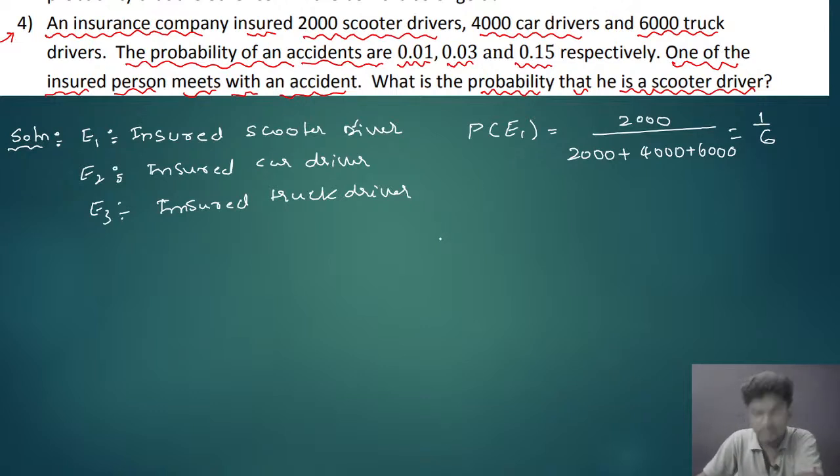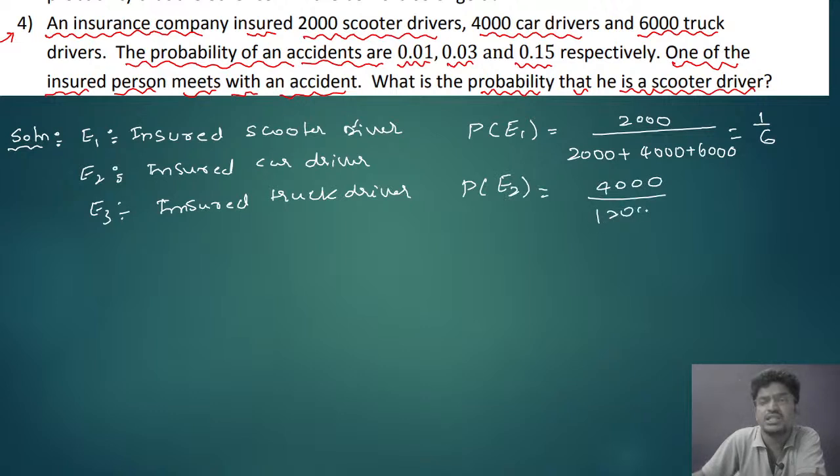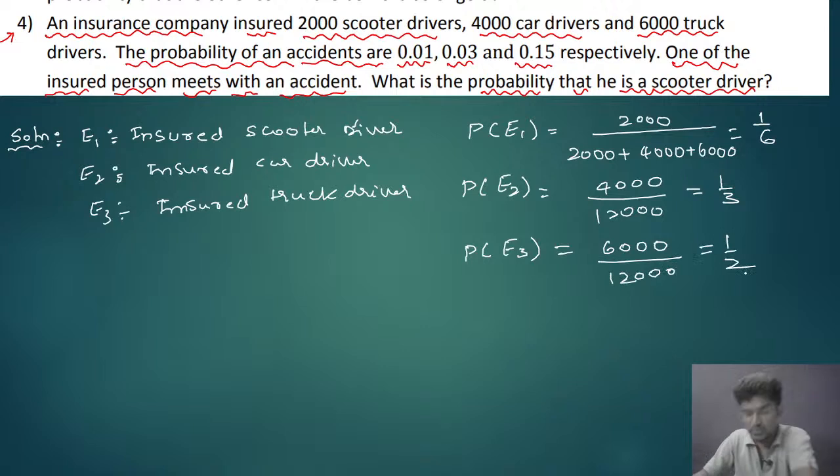Next, probability of insured car driver, that is 4000 divided by 12,000, which is 1 by 3. Next, probability of insured truck driver, that is 6000 divided by 12,000. That will be 1 by 2.